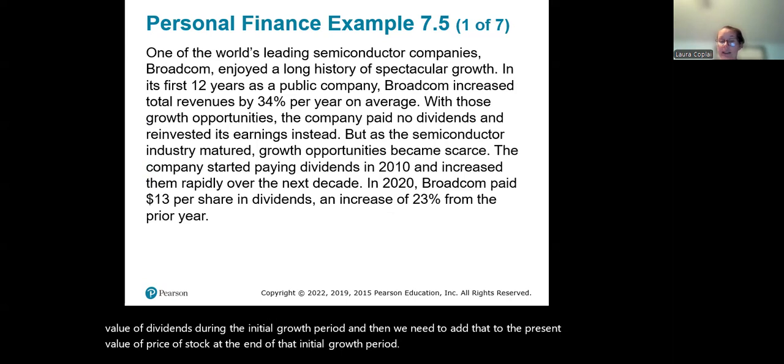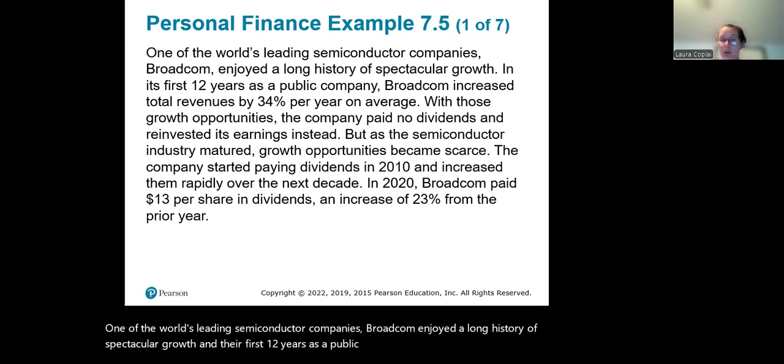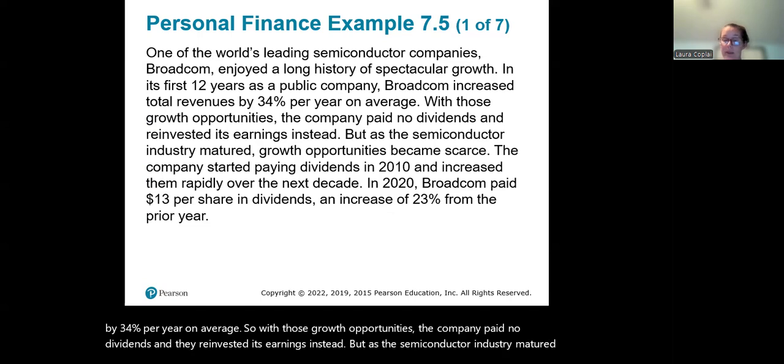One of the world's leading semiconductor companies, Broadcom, enjoyed a long history of spectacular growth. In their first 12 years as a public company, they increased total revenues by 34% per year on average. So with those growth opportunities, the company paid no dividends and reinvested its earnings instead. But as the semiconductor industry matured, growth opportunities became scarce.